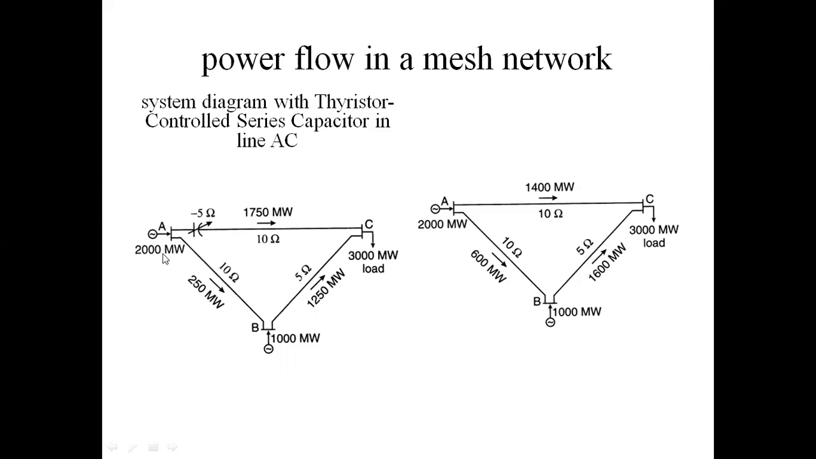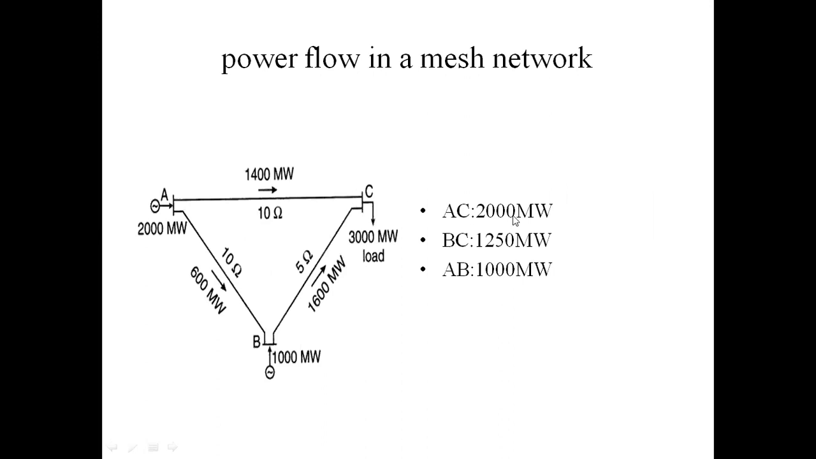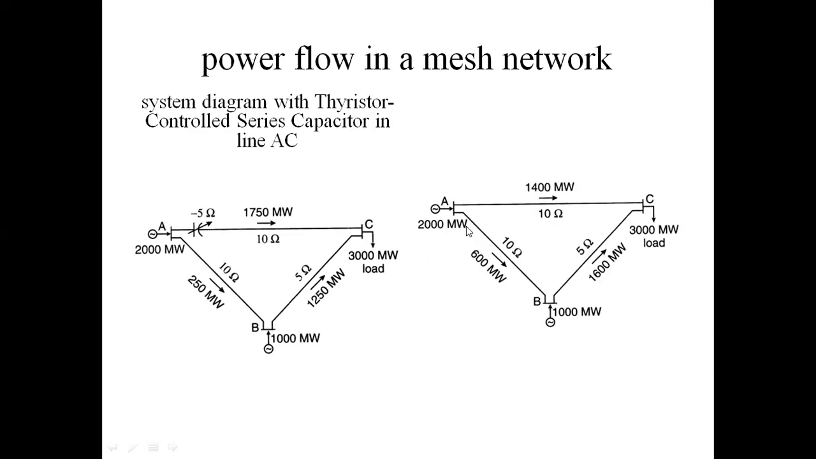Here, this is generating station A. Generating power is 2000 megawatts. Generating station B generates 1000 megawatts. This is the load, 3000 megawatts. Now, in line AC, 2000 megawatts is the generating capacity.